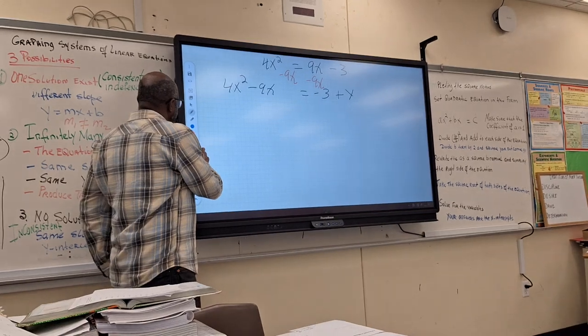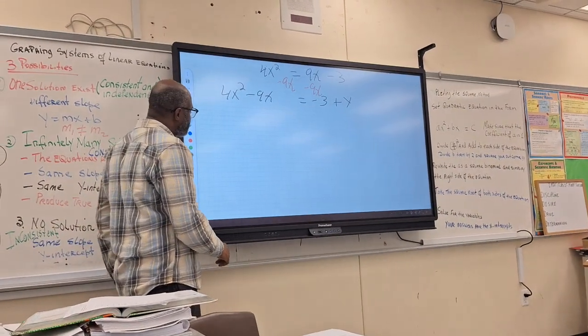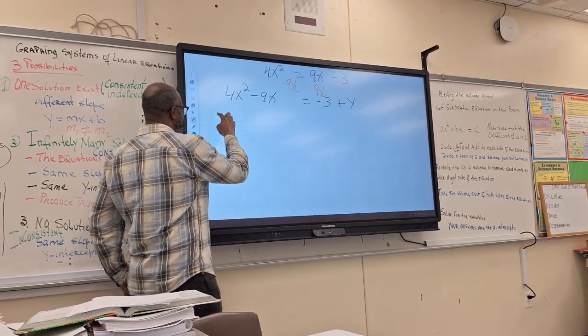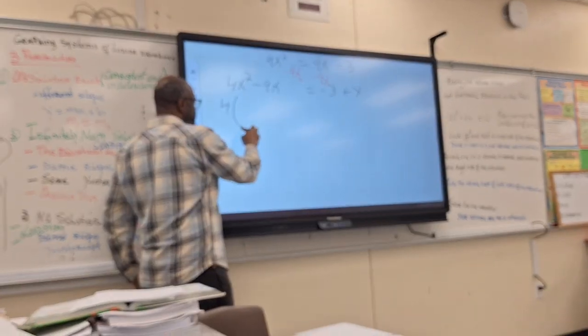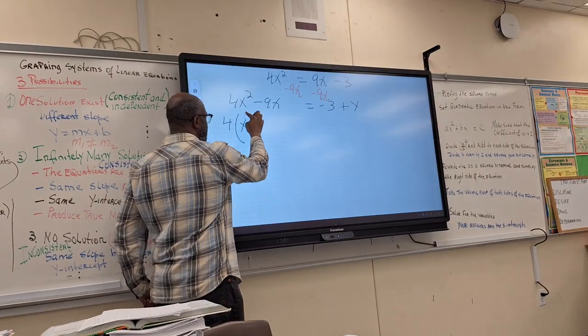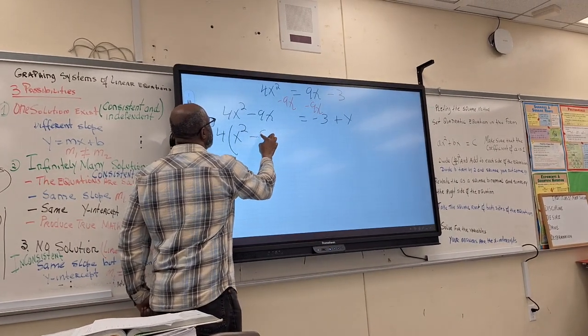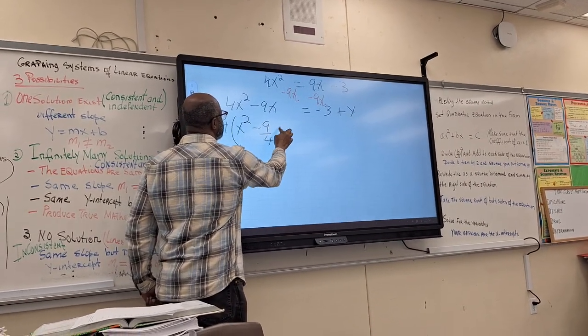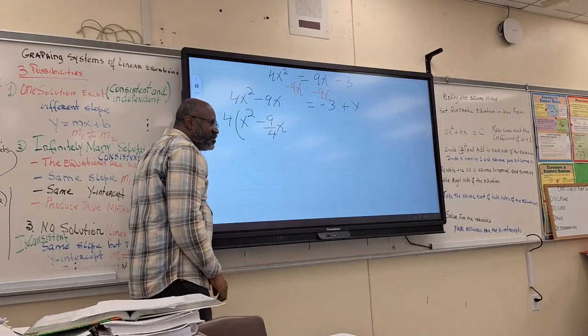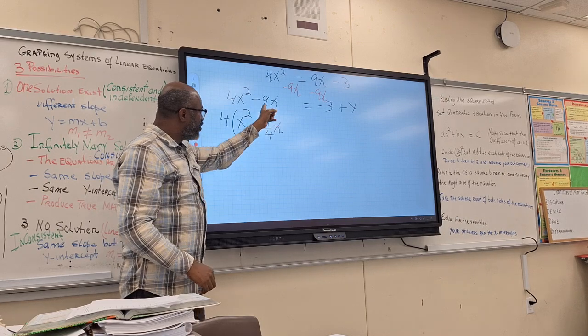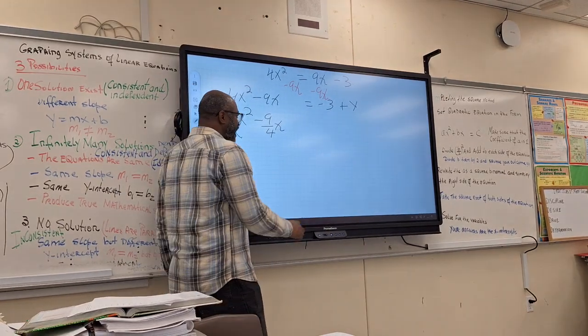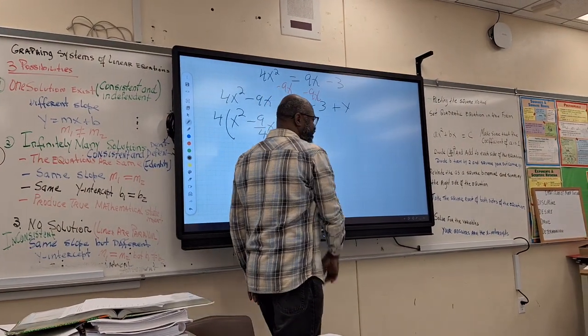So what do you do next? And what goes inside the parentheses? X squared, be careful. Good for you. So when you distribute it, the 4 will cancel out, you end up with your 9x. That's the game.